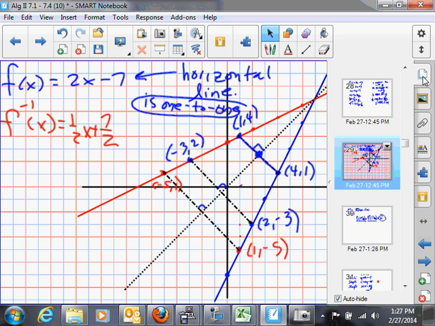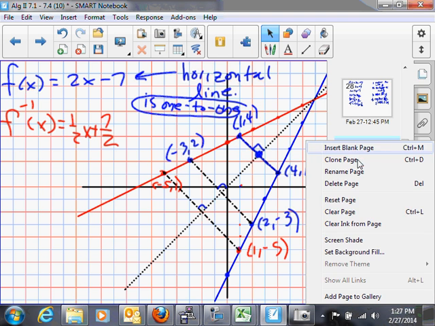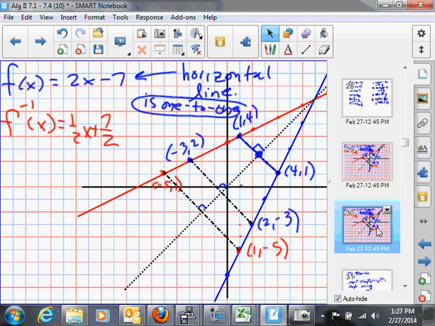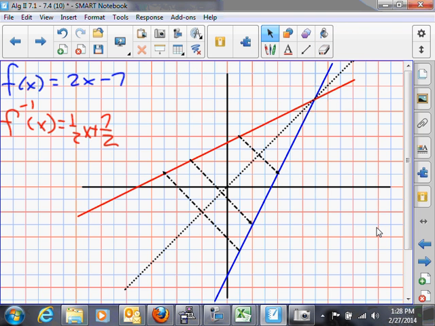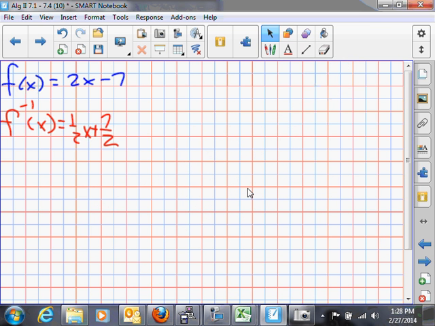Let's see if this will work this time. Let's clone this page. Now, we're going to come over here, and I'm going to get rid of all of this stuff. Well, that didn't get rid of a lot of it, but let's see if I can talk the rest of it into going away also. Very good.